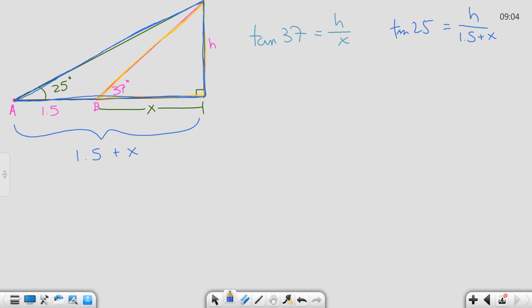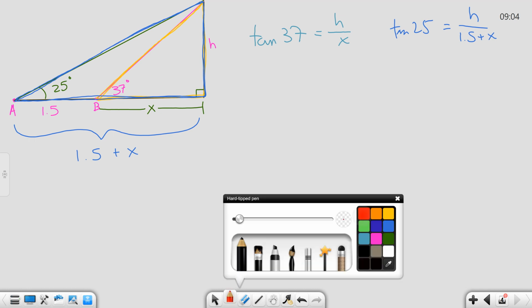Is that blue equation, the darker blue equation, solvable? No, two variables. But now I have two equations. And this is where the fun begins. Here we go. This might make some of you cry.